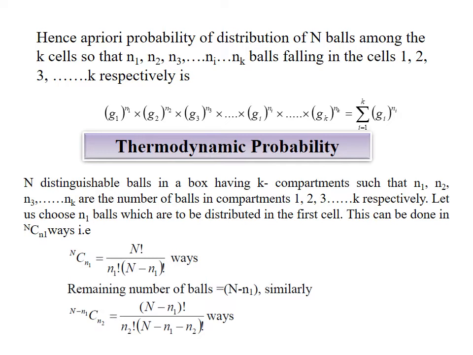The next is the thermodynamic probability. Let us consider we have n distinguishable balls in a box having k compartments, such that n1, n2, n3 up to nk are the number of balls in compartments 1, 2, 3 respectively.